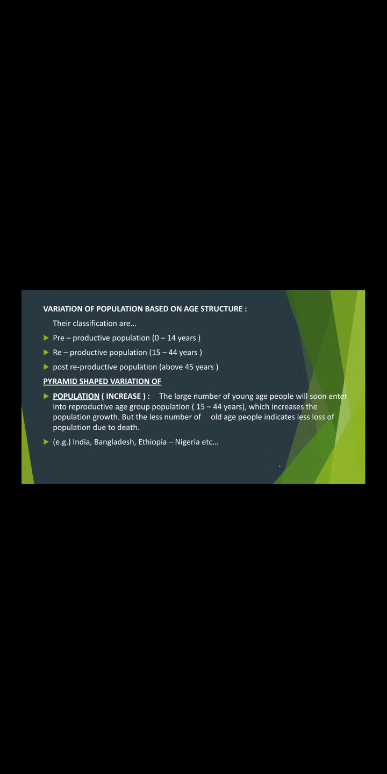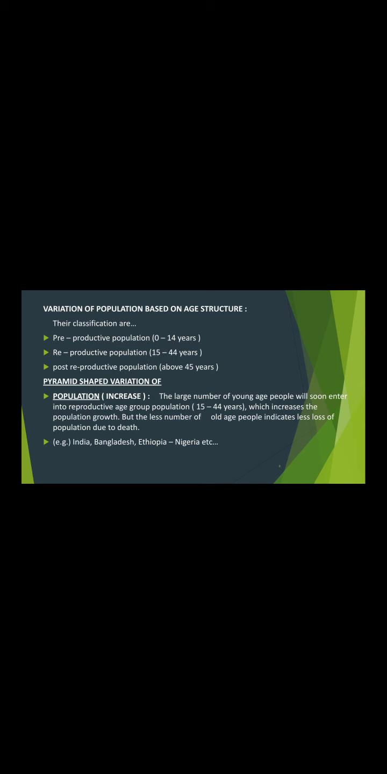Now we are going to see the variation of population based on age structure. Based on age structure, the variation of population has been classified into three. They are the pre-productive population, which comes under the age of 0 to 14 years. The next one is the reproductive population. This comes under the age of 15 to 44 years. The last one is the post-reproductive population. This comes under the age of above 45 years.